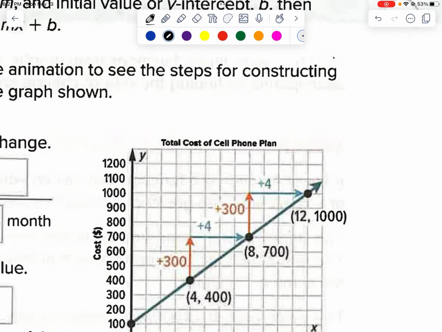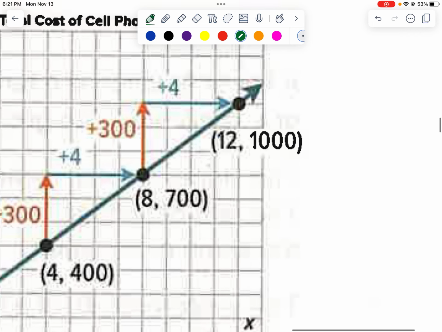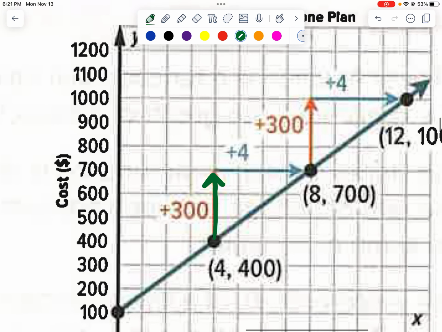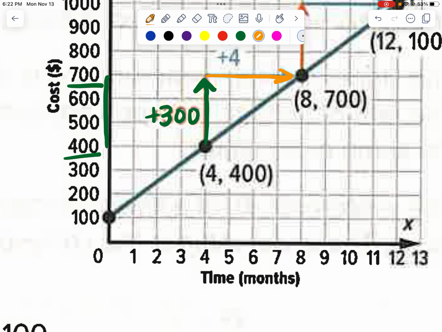So how much did we go up? Now some of you are like, we went up 3. But if you look over here, you have to look at the numbers that it went through. It went from 400 to 700. That means it went up 300. It didn't go up 3 lines, but it went up 300. And then we have to look at how far across did it go. Well, looking down here, it went from here to here. So that means we added 4.